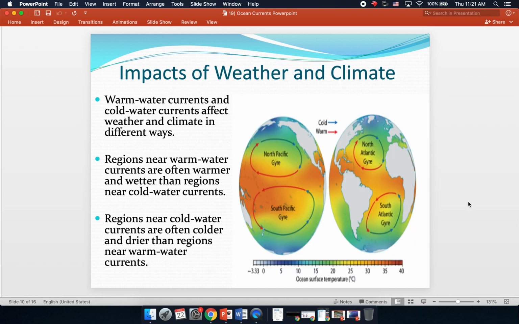All right, impacts of weather and climate. Warm water currents and cold water currents affect weather and climate in different ways. Regions near warm water currents are often warmer and wetter than regions near cold water currents. Regions near cold water currents are often colder and drier than regions near warm water currents. And this just makes sense. Warm air is able to hold more moisture than cold air is. That's why with warm you also get wetter, and with cold you get drier conditions.